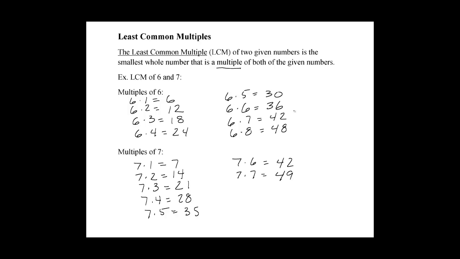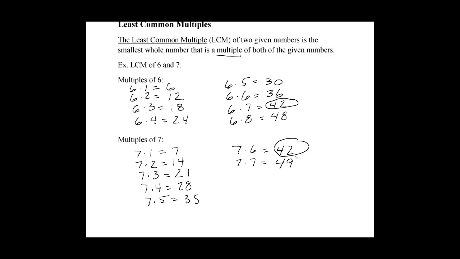You probably noticed that I have 42 in that list and 42 in this list. So we have found our common multiple, the first one. Until we get to 42, we don't have any common multiples on our two lists. So now we know that the least common multiple, the smallest multiple that's common to both 6 and 7, is 42. So the least common multiple of 6 and 7 is 42.